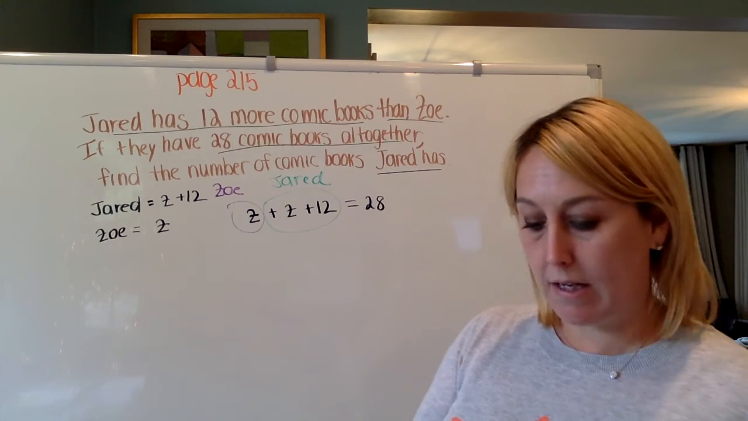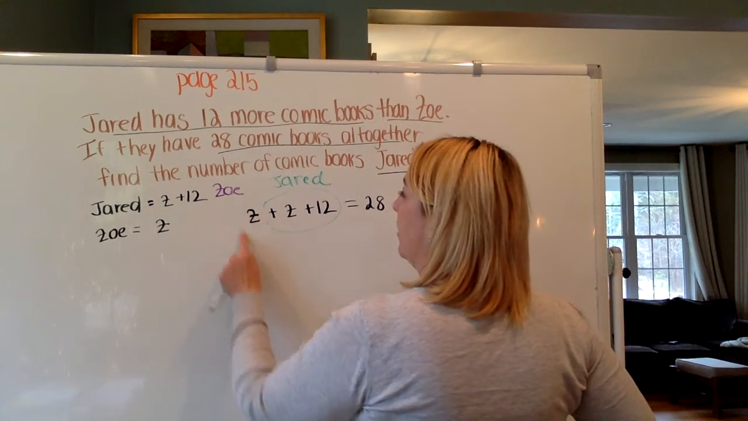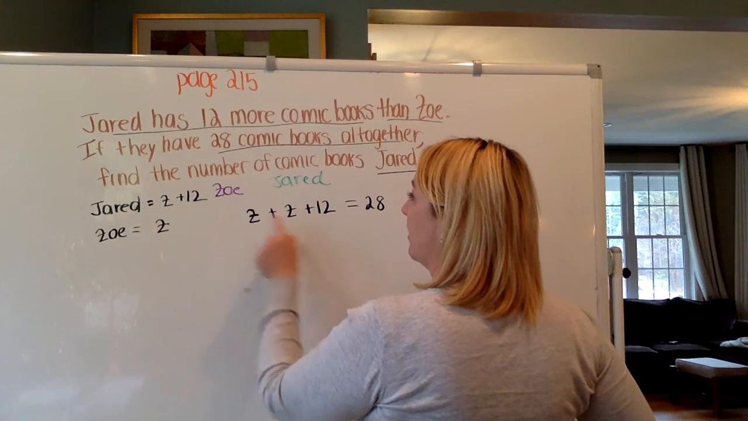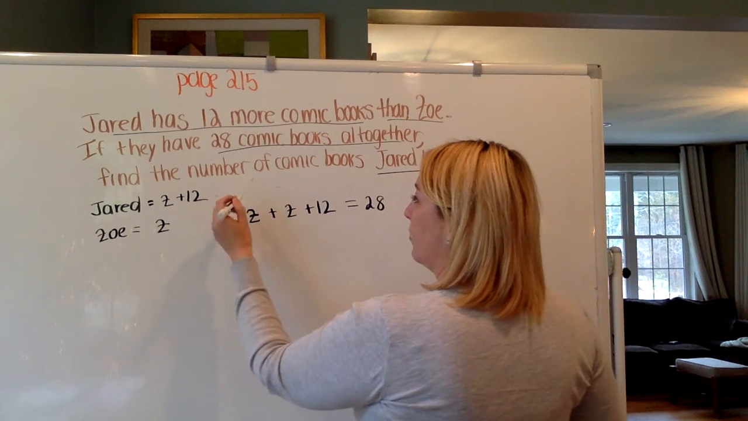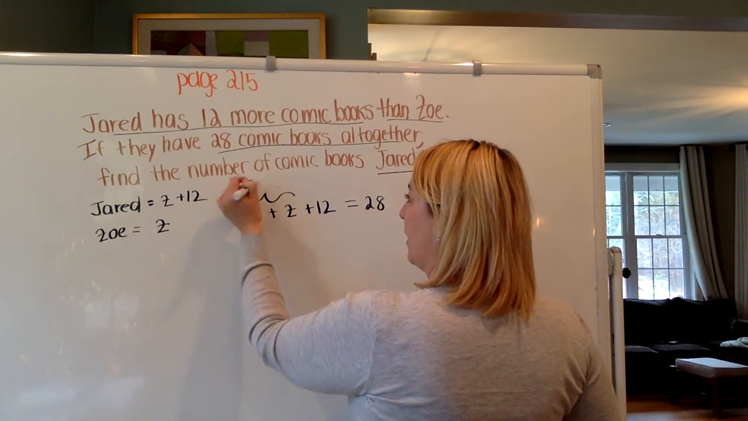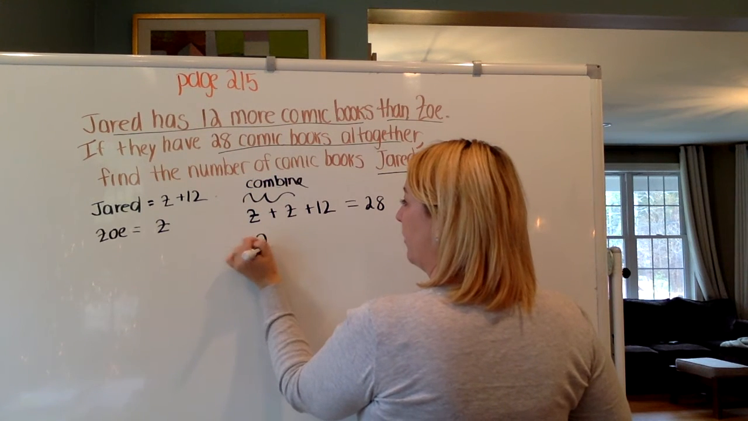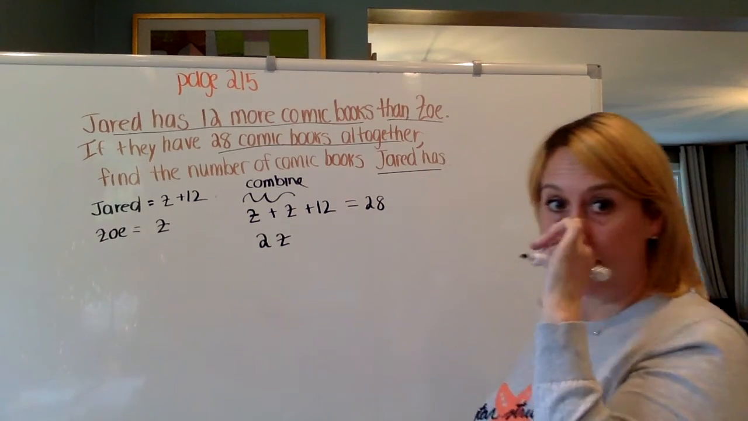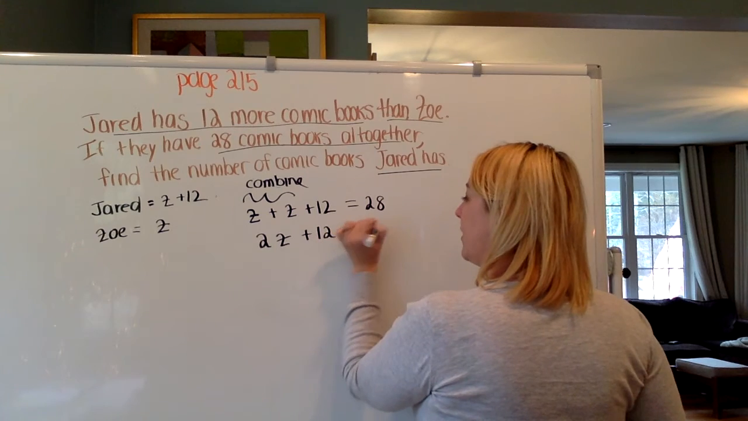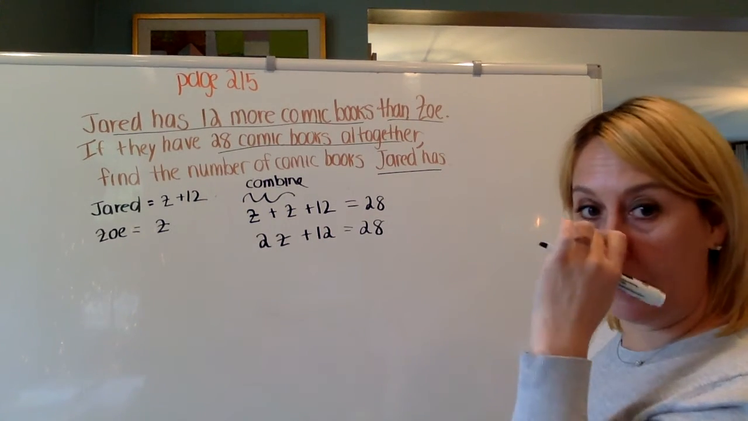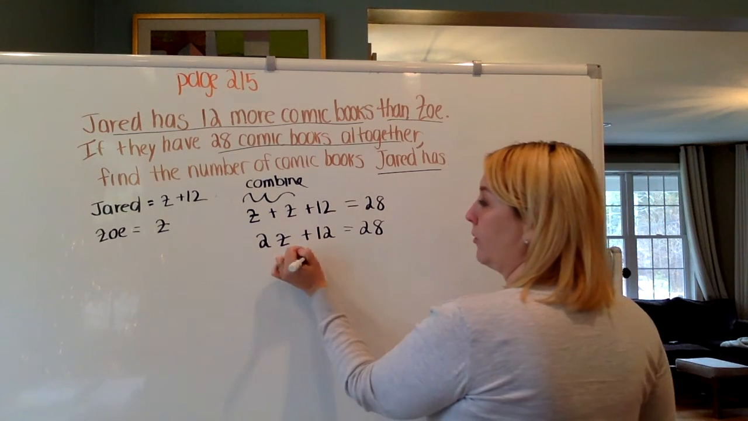So how do we write Z plus Z? Well, let's get rid of these right now, because now we're trying to combine like terms. We can combine these, right? Because this is Z plus Z. So Z plus Z is equal to 2Z, right? So 2Z plus 12 equals 28. Okay, so now what do I do? I need to get rid of my constant because I'm trying to isolate the variable. I'm trying to get it on its own.